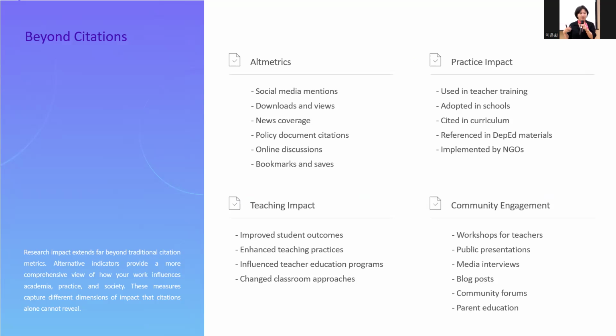Fourth, community engagement. Are you running workshops for teachers, giving public presentations, doing media interviews, writing blog posts, participating in community forums, educating parents? All of these are legitimate forms of impact. If your research helps even one teacher improve their classroom, that is real impact that might never show up in citation counts. Think about your own research. Where do you see impact beyond citations?